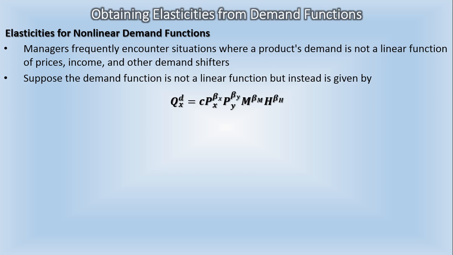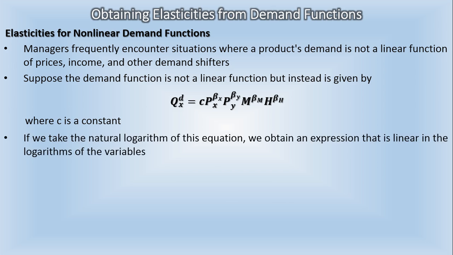We've got income raised to its marginal impact on quantity demanded, and then we've got H, whatever it is, advertising, whatever, raised to its marginal impact. So that's an example of what a non-linear demand function could look like. It just depends on the market a firm might be operating in. C, of course, is a constant.